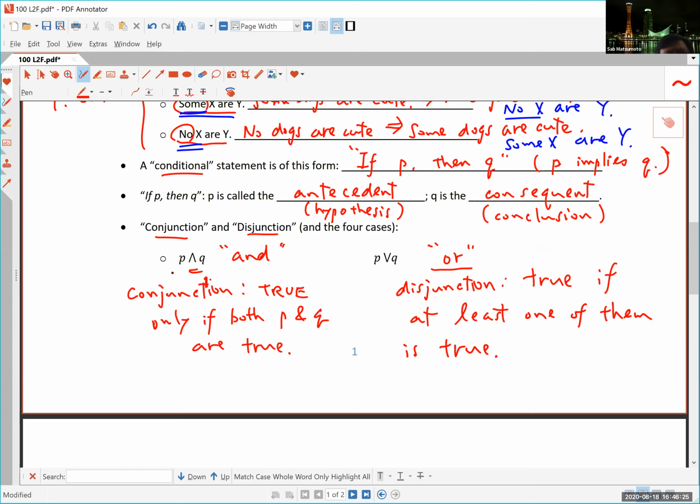Let's say P is the statement, I am old, and Q is the statement, I am a man. Okay, P and Q would say, I am old and I am a man, basically saying I'm an old man. P or Q would say either I'm a man or I am old. So that would include old men and women, and it could include men, whether old or young. So these are two different populations.